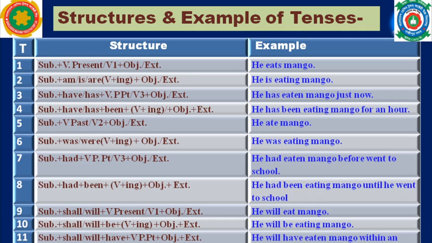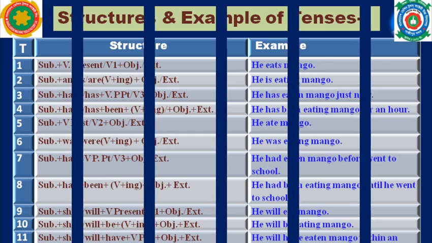He will have been eating mango for an hour. It's also the same concept. This action will start from a previous time and it will continue until a later time. That means the action will be continued before something else happens, right? I hope you have understood.